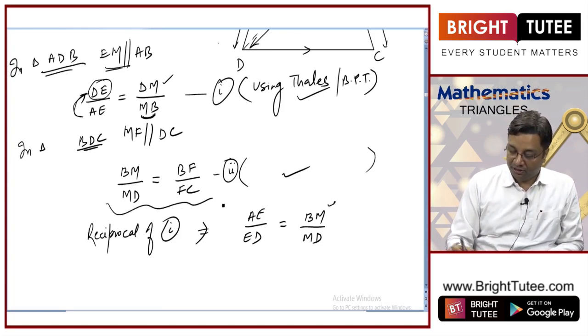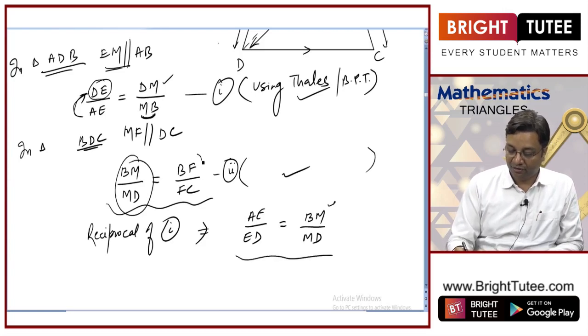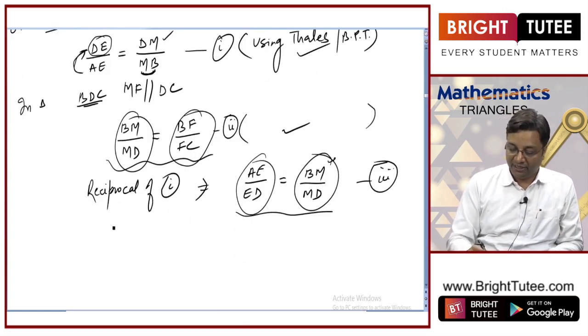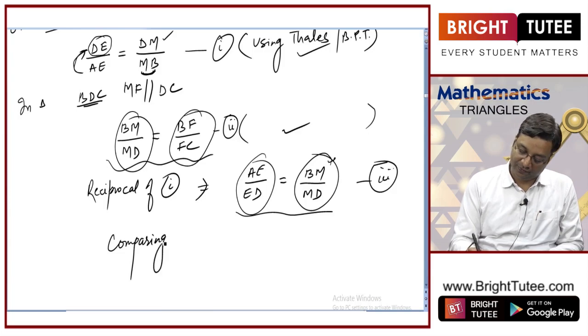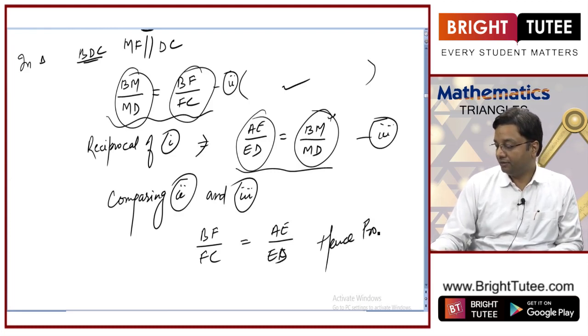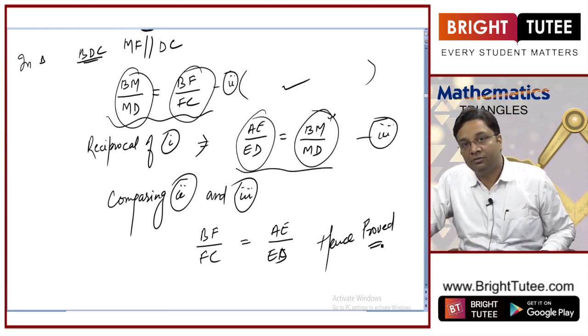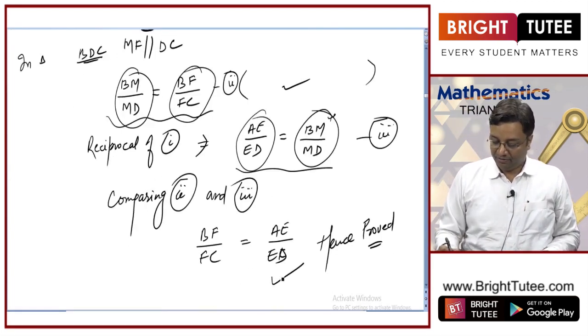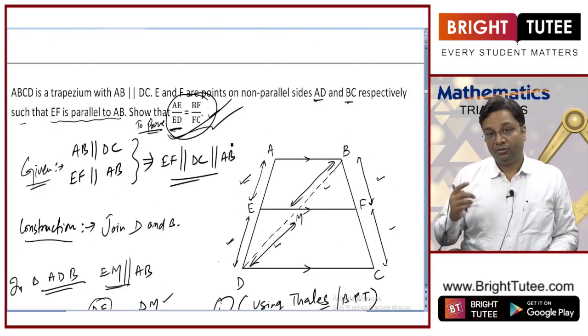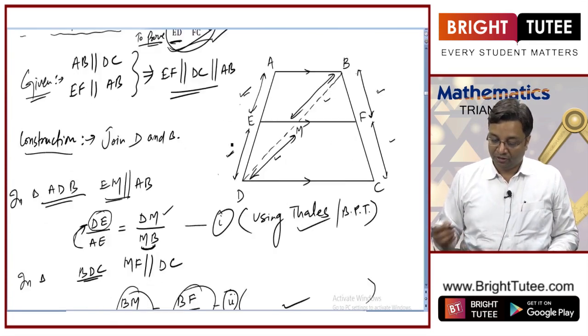Now, look at these two. BM by MD is equal to BF by FC, and here BM by MD is equal to AE by ED. So, comparing 2 and 3, I can say BF by FC is equal to AE by ED, and this was the result that we were looking forward to prove. BF by FC is equal to AE by ED. Alright. So this is how we will use the basic proportionality theorem to solve various questions.